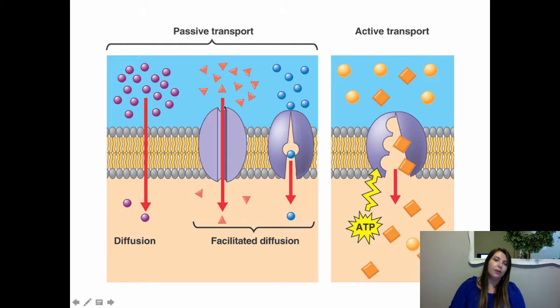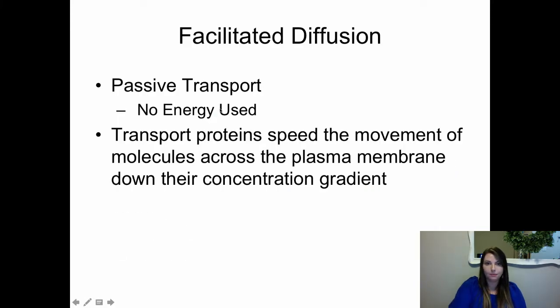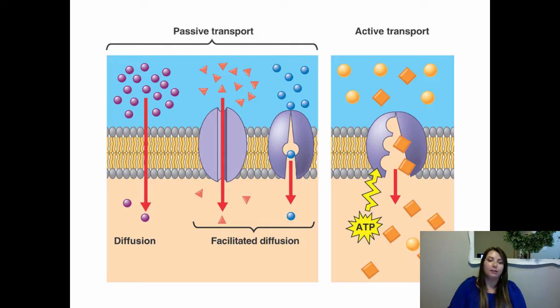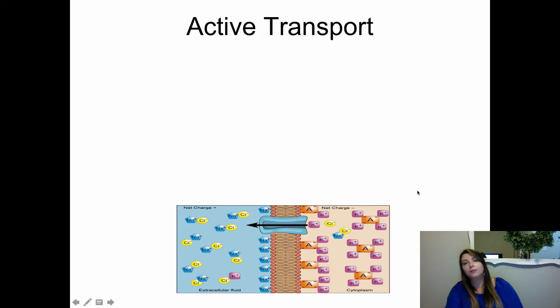And we can see here the different types of passive transport. We have diffusion, and then we have facilitated diffusion, either through channel proteins or carrier proteins. And don't forget there's also osmosis, but that's going to be our water diffusion. And then we have active transport over here, which does require energy, and this is done via ATP.